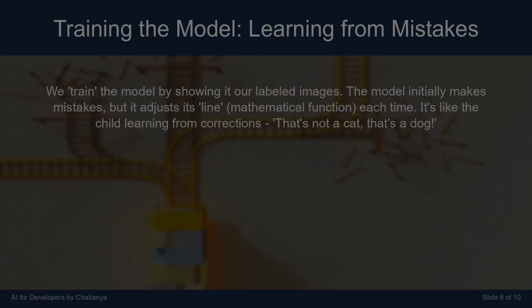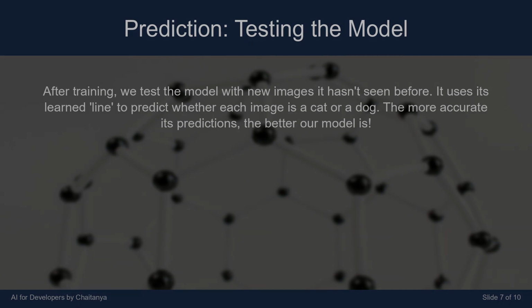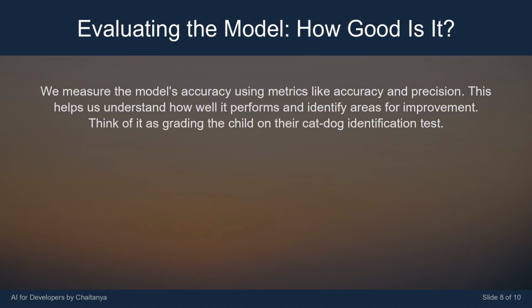After training, we test the model with new images it hasn't seen before. It uses its learned line to predict whether each image is a cat or a dog. The more accurate its predictions, the better our model is. We measure the model's accuracy using metrics like accuracy and precision. This helps us understand how well it performs and identify areas for improvement. Think of it as grading the child on their cat-dog identification test.